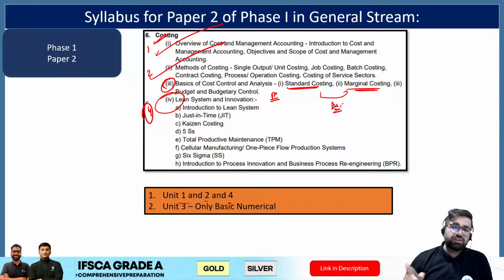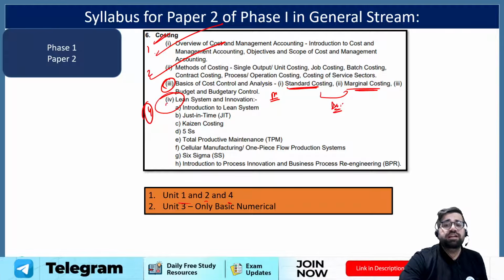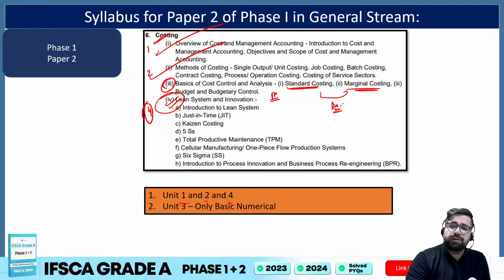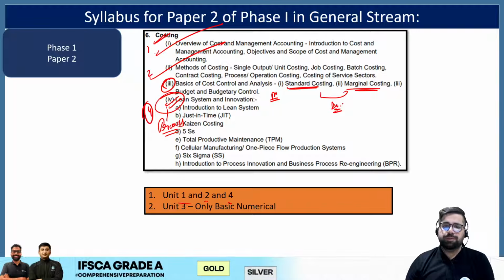But yes, the most important chapter in costing will be your lean system. Even if you analyze the PFRDA grade A phase 1 paper, it has a lot of questions from unit 4 only. So please give priority to unit 4. That is definitely an important component for your syllabus.